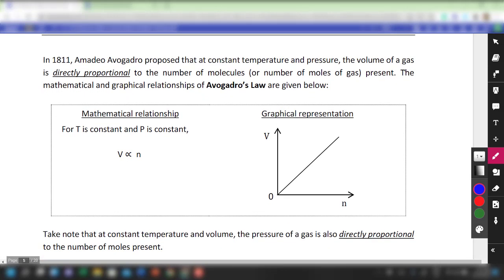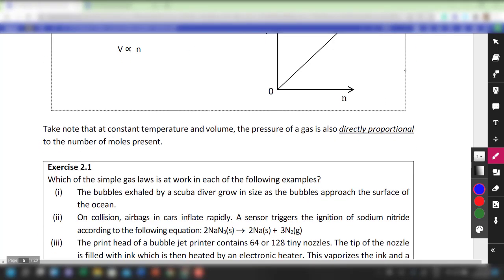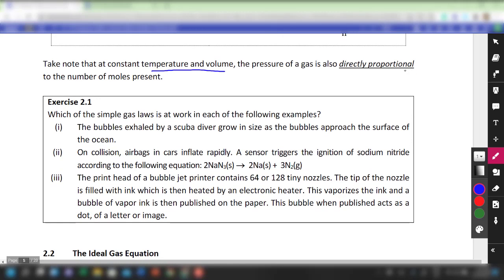At constant temperature and pressure, we have what we call Avogadro's law. The volume is directly proportional to the amount, the number of moles. If you plot them, you'll get a straight line which passes through the origin. Therefore, for constant temperature and volume, the pressure of a gas is directly proportional to the number of moles present. With that, we can look at exercise 2.1.